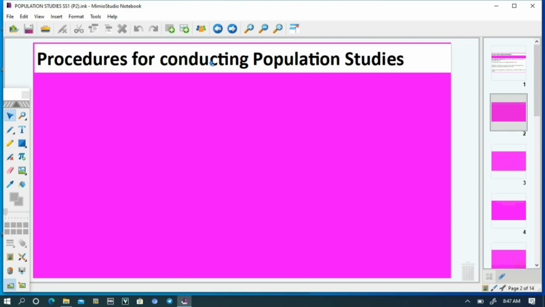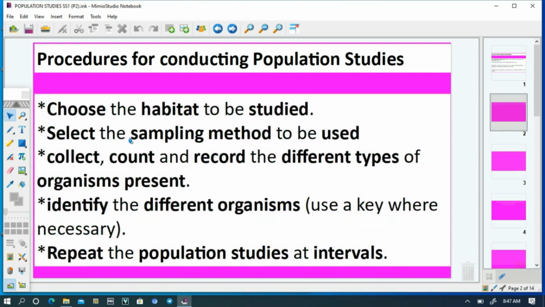Procedures for conducting population studies include: choose the habitat to be studied, select the sampling methods to be used, collect, count, and record the different types of organisms present. Identify the different organisms. Use a key where necessary. Repeat the population studies at intervals.